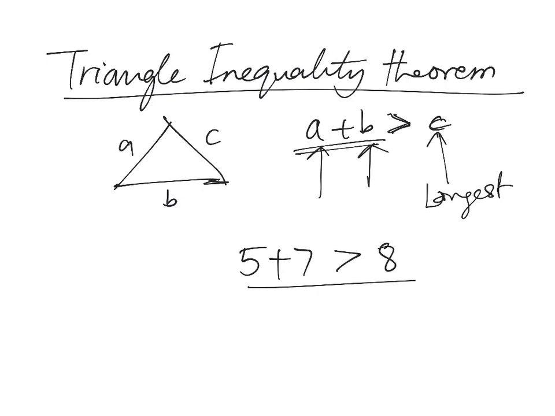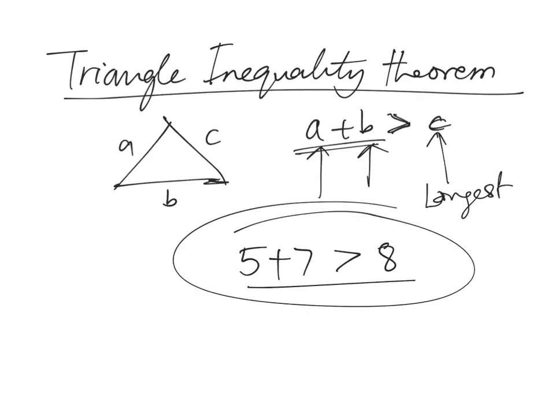Again, this is not a right triangle here, of course. Right triangles have a certain set of numbers that must fit the criteria. So when you have this situation, you can say that a triangle will not exist where you have a combined length of two sides being shorter than the longest side. That is our triangle inequality theorem.